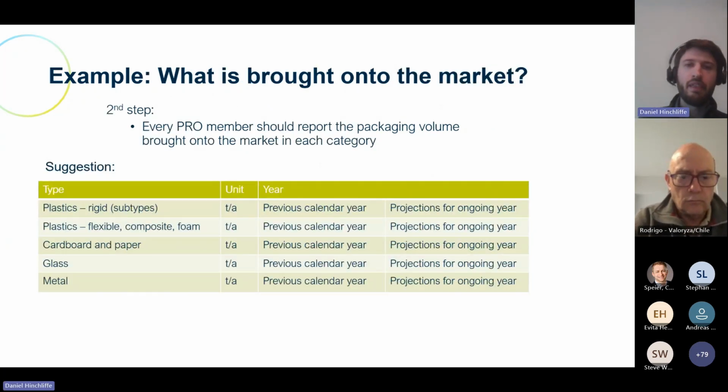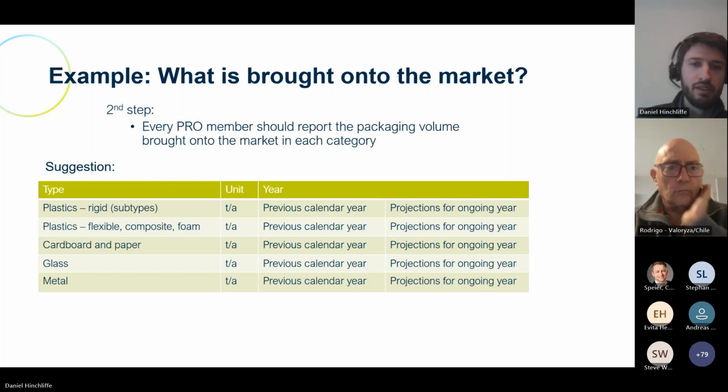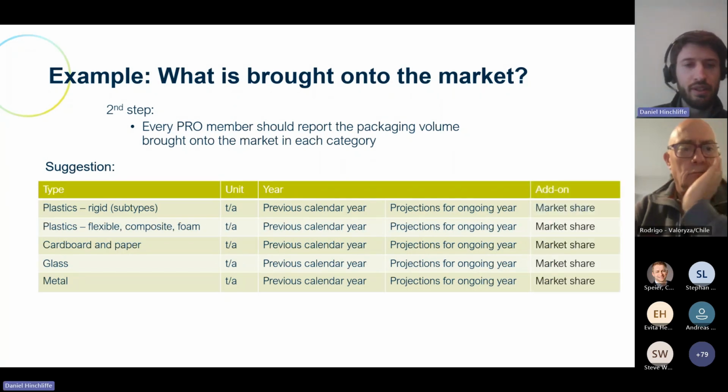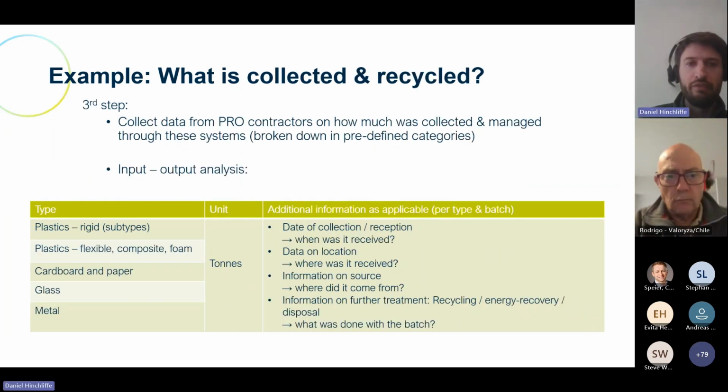Second step, every PRO member has to report the packaging volume brought onto the market in each category. So by tons per year, they know what was brought onto the market in the previous calendar year, and they have projections for the ongoing year. They report this data to the PRO. And based on this, if we want, we can also then calculate the market share of each of those producers or importers. And the third step, we then collect the data from the PRO contractors.